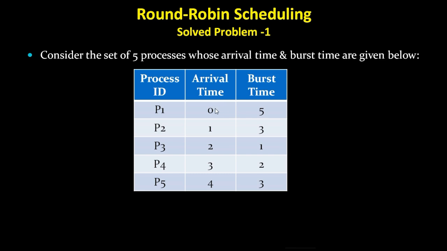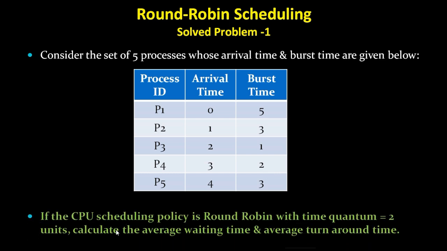Now consider a set of 5 processes whose arrival time and burst time are given. The arrival times of all 5 processes are different, and we have mentioned the burst times also. Now the CPU scheduling policy is round robin with a time quantum of 2 units, where 2 units means 2 nanoseconds or milliseconds. So calculate the average waiting time and average turnaround time.